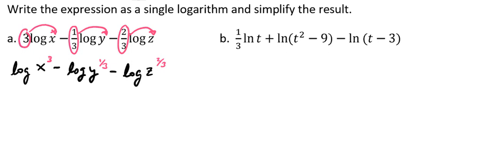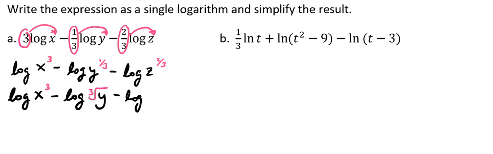It's kind of easy. But these next ones right here, that 1/3 and that 2/3, those we can rewrite in radical form. So we can have the log of x to the third power minus the log of the cubed root of y minus the log of the cubed root of z squared. Now notice that in all three of these instances, these logs are the same type of log. So we can rewrite this with just one log.